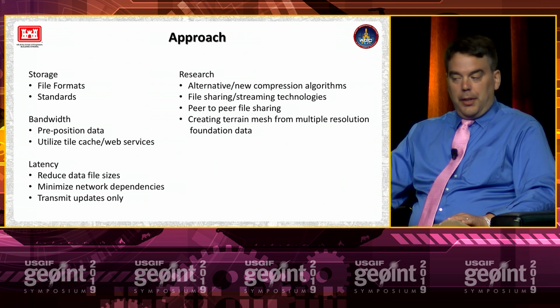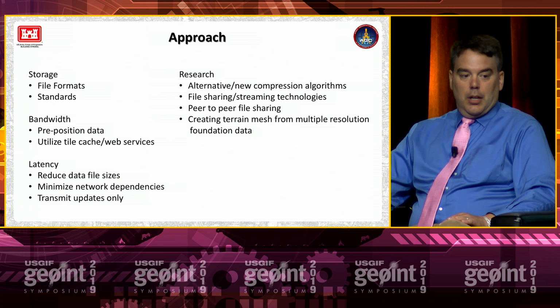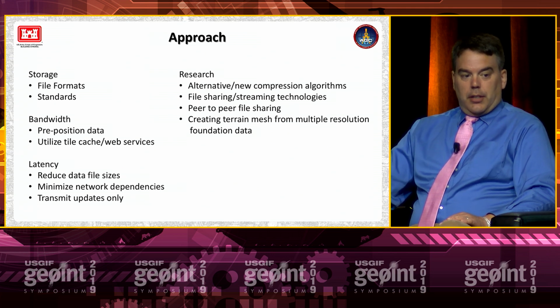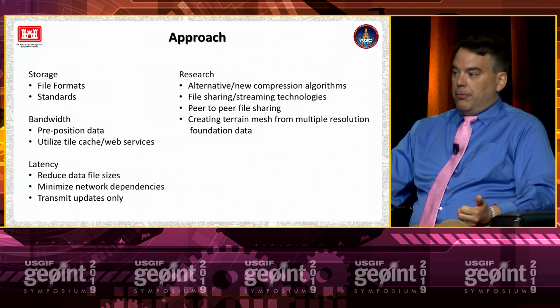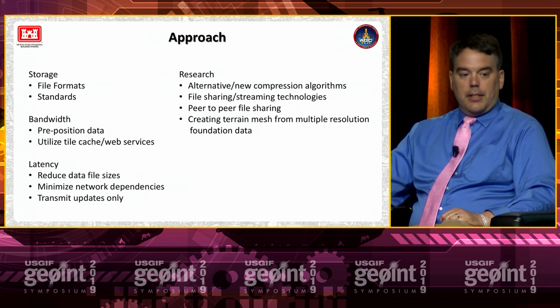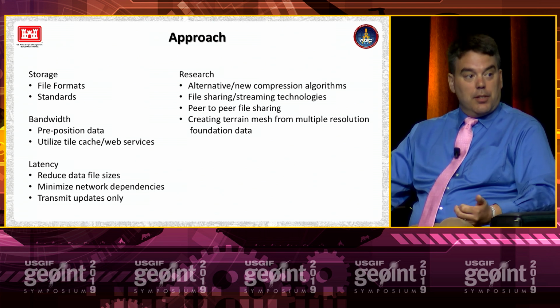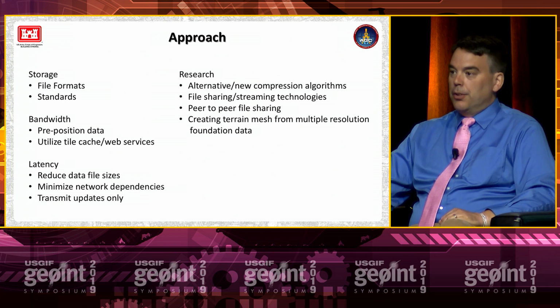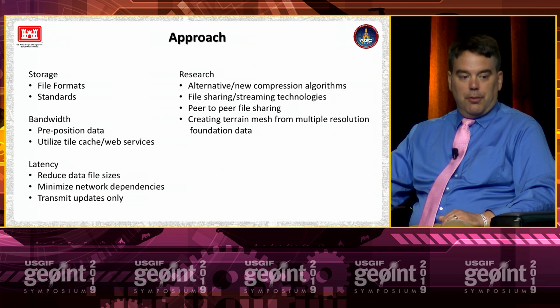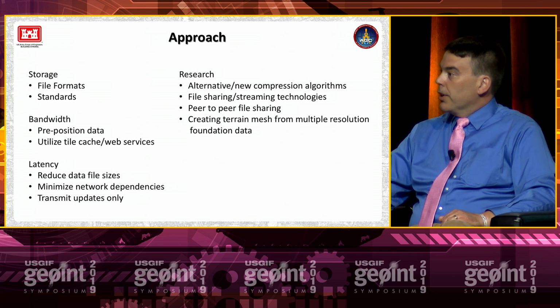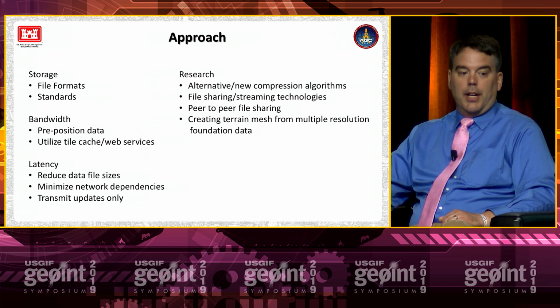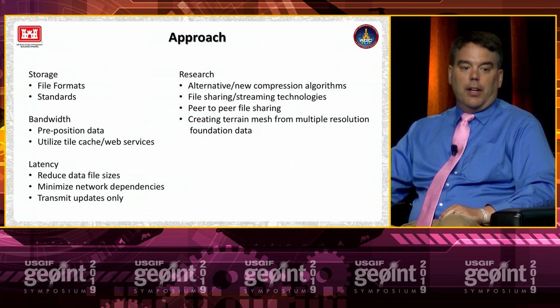In addition to working with vendors, academia, and other governmental organizations, in my organization we're focused on looking at, in storage, file formats and standards. How do you store that data? Can we pre-position it to minimize the amount of network traffic and just push updates? Do we utilize web cache? Can we do peer-to-peer file sharing? If we want to reduce latency, we're really looking hard at upgrading our networks through part of our modernization efforts. That's going to take some time. Minimize network dependencies, and then also potentially transmit updates and reduce file sizes.